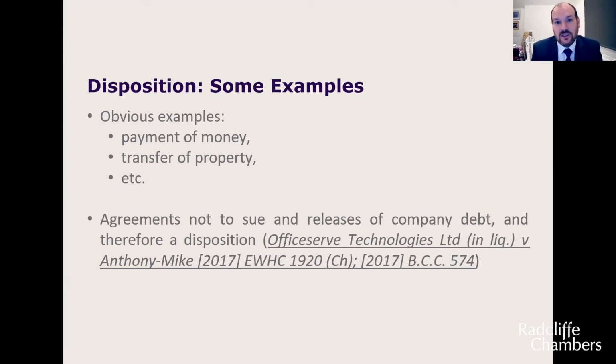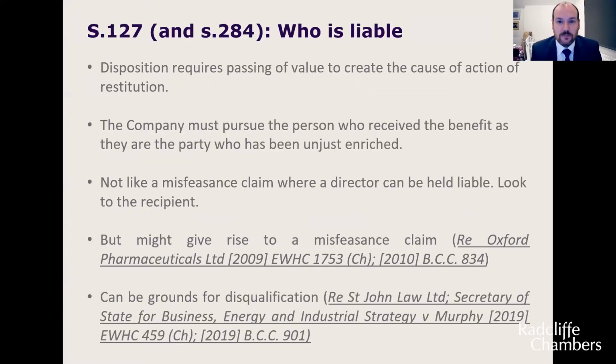And in that case, the settlement agreement was voided by the court, so the liquidator could pursue the director for the unlawfully taken sums. Well, under Section 127, who actually is liable? As we said, this is a restitutionary cause of action. So the person who's liable is the person who has received or accrued the benefit or the value of whatever property was disposed. That is the person to which the company will pursue, that person who has received the benefit.